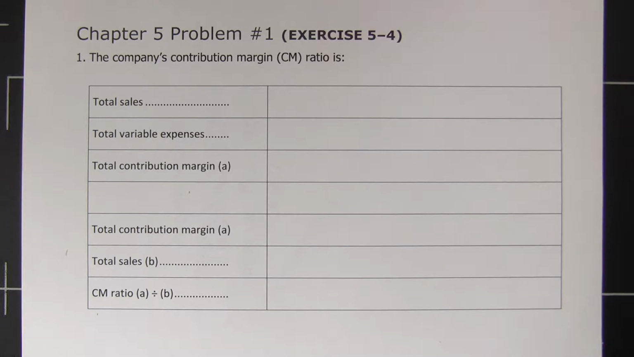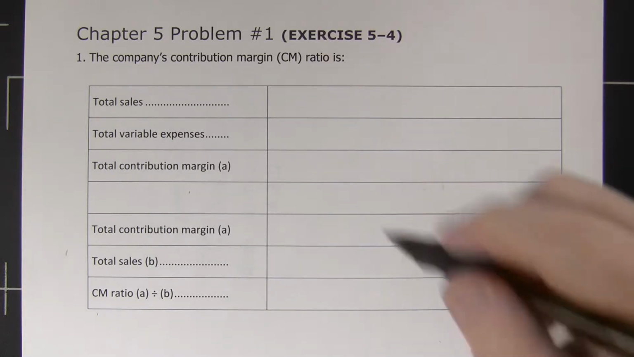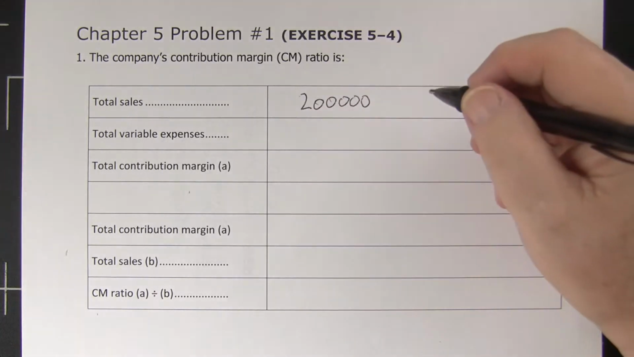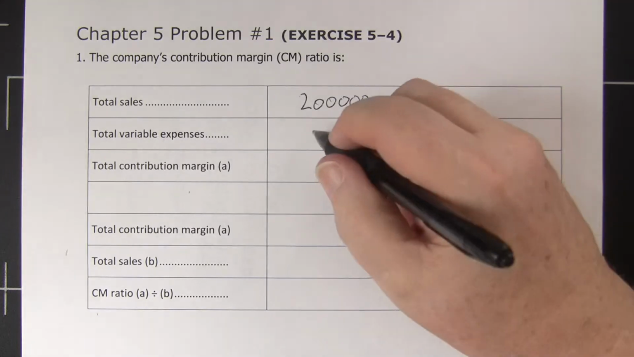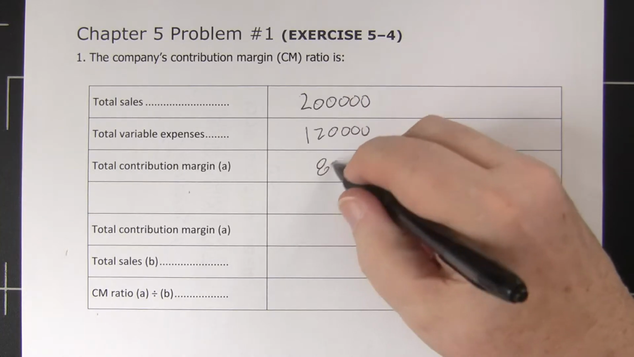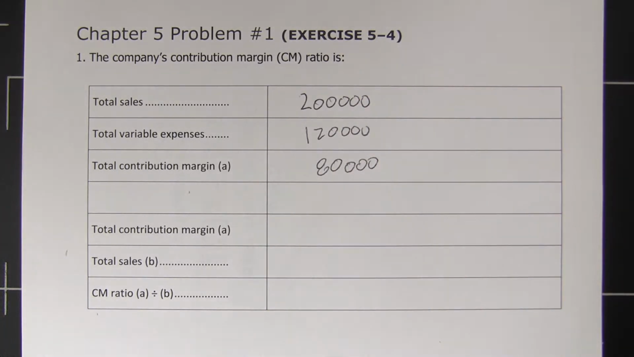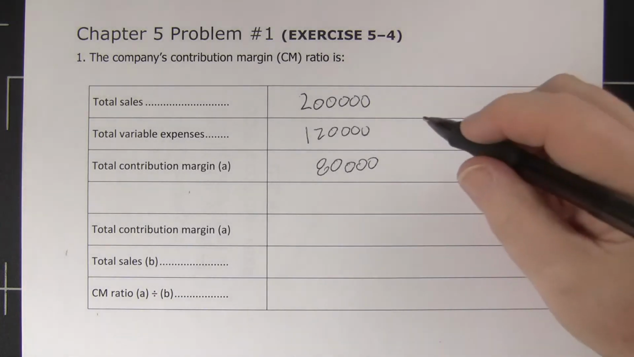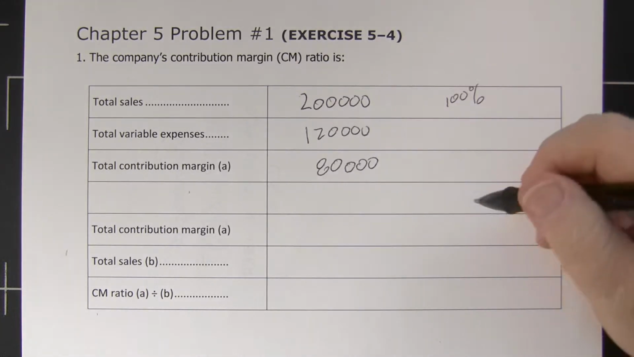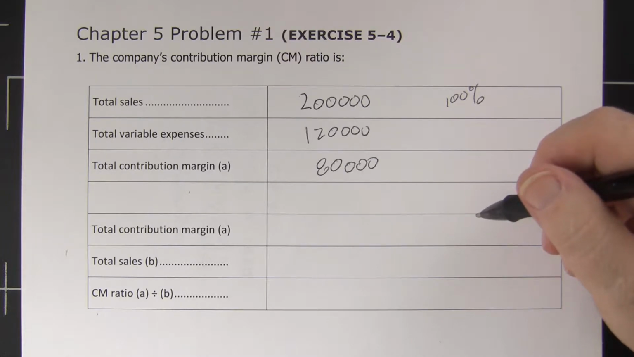The total sales last year, they told us this was $200,000. And they told us that the variable expenses were $120,000. Therefore, our total contribution margin was $80,000. But we need to know what that is in relation to the total sales, because every sale is 100%. And then we're going to decide what fraction that is.